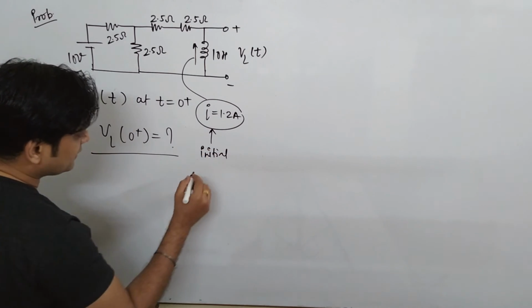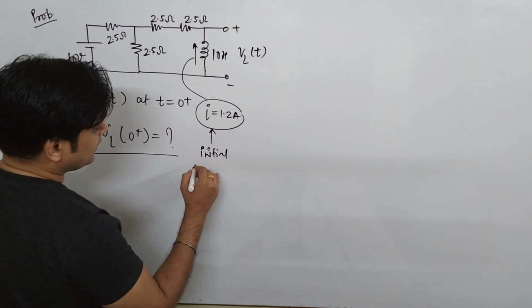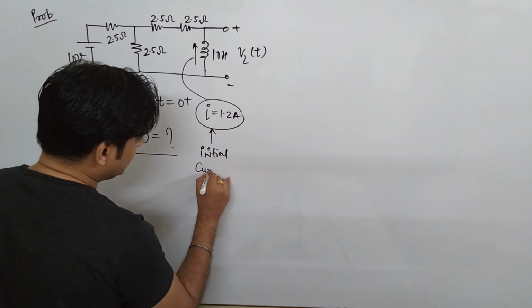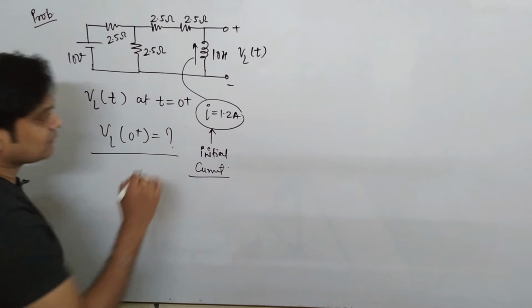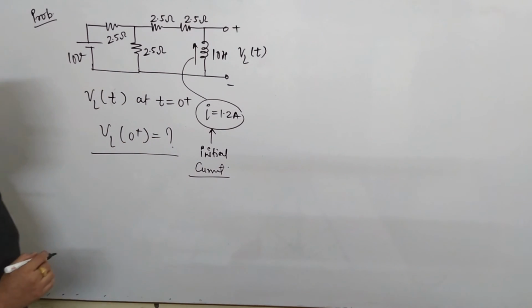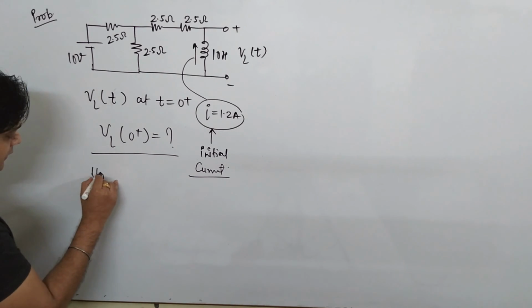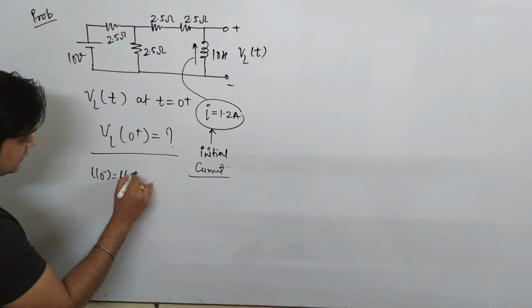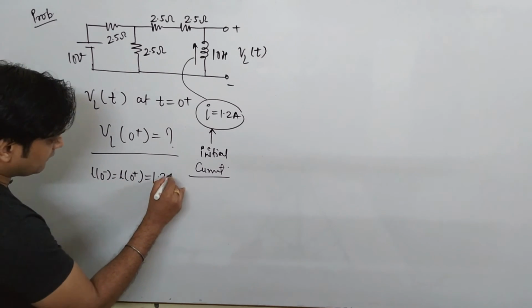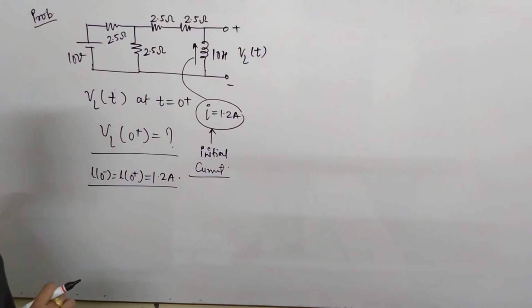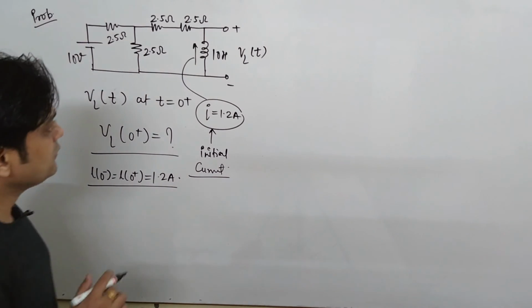This is an engineering services IES exam problem. Initial current is mentioned as 1.2 ampere in the inductor. So since there is one inductor and initial current is already mentioned, you can say that the value of I0 negative and the value of I0 positive is 1.2 ampere. Very important thing, this direction was also mentioned. You have to find the value at t equal to 0 positive.